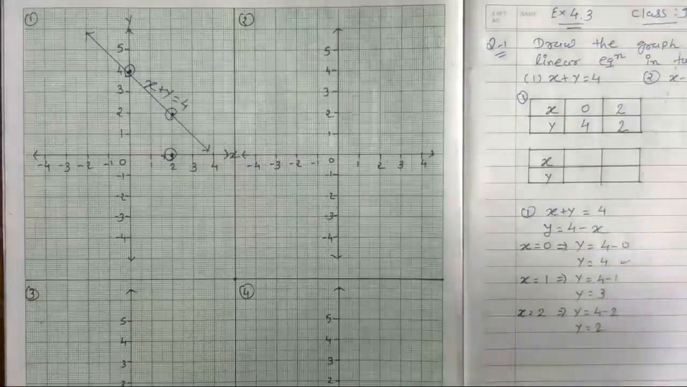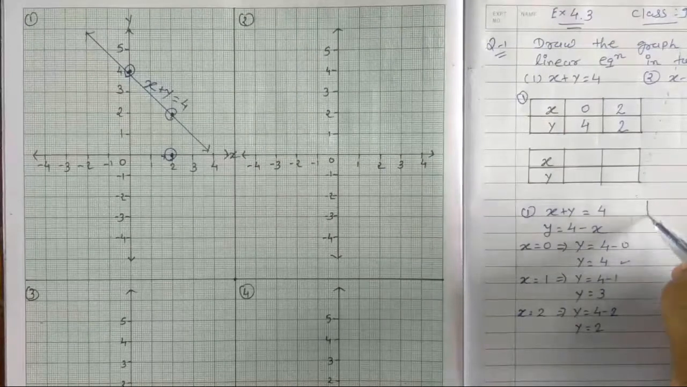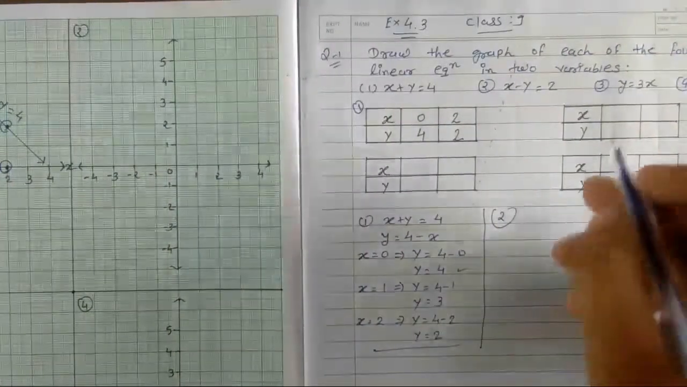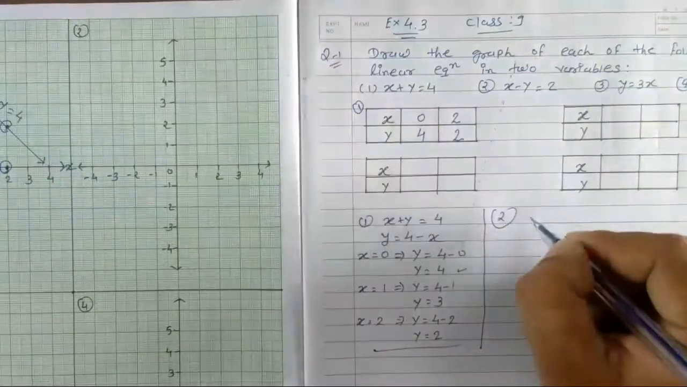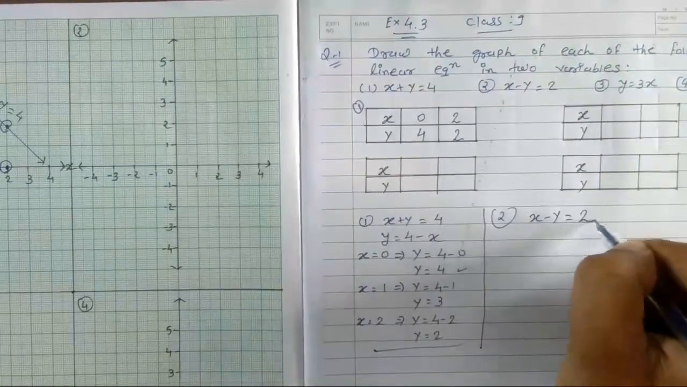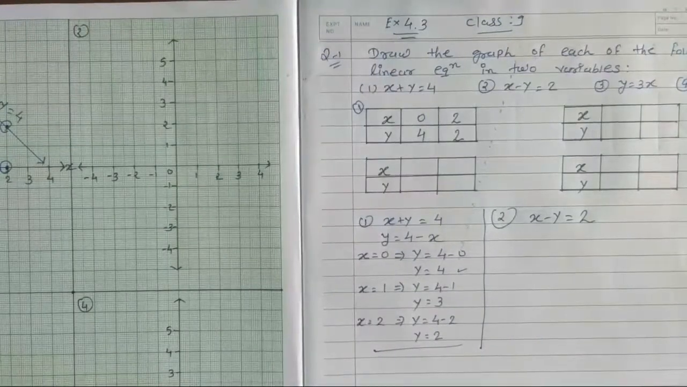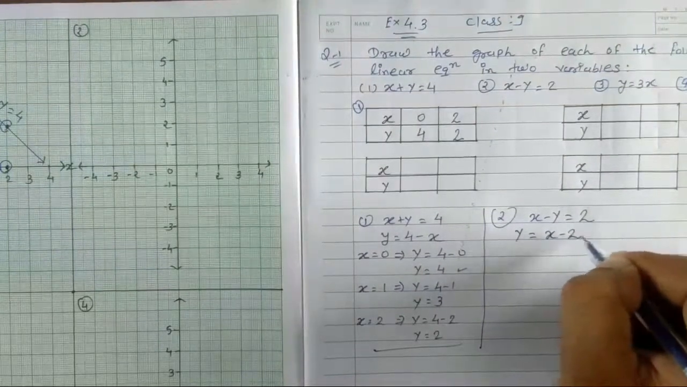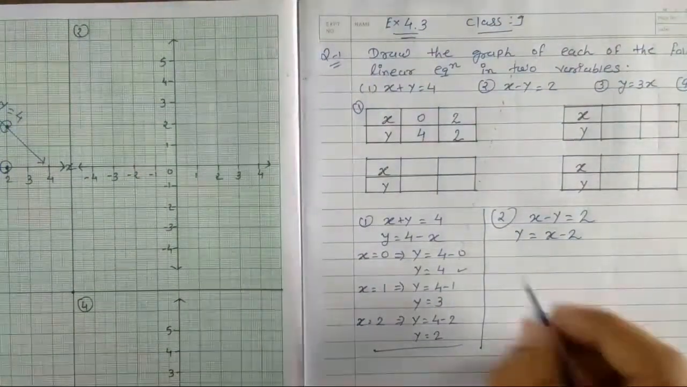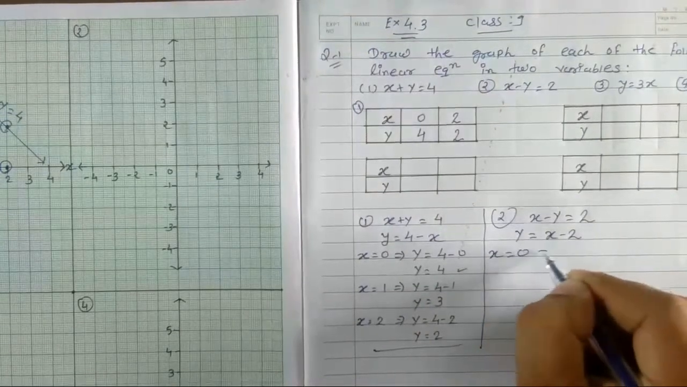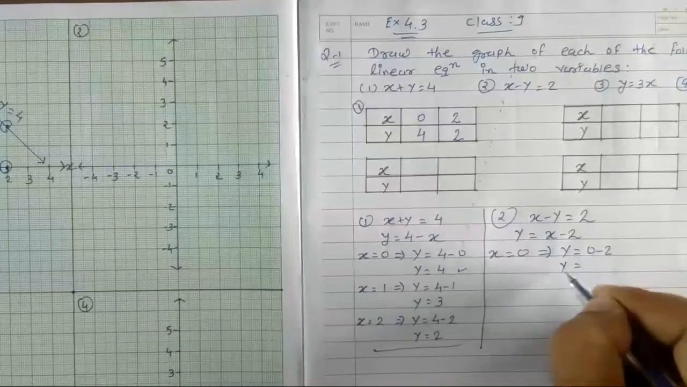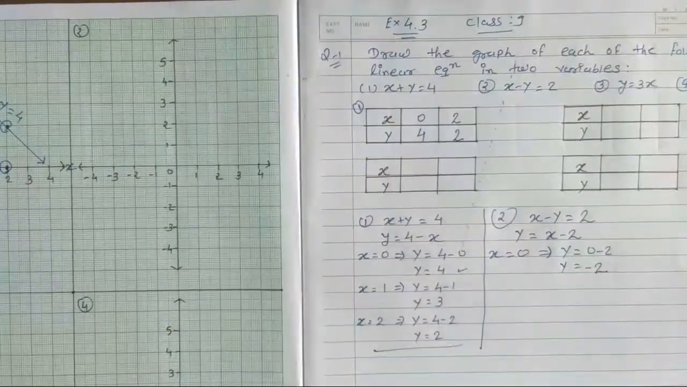Now let us see the second one. This one is the first one. Now the second one is x minus y equal to 2. That's why we can say y equal to x minus 2. So when x is equal to 0, at that time y equal to 0 minus 2. So the value of y equal to minus 2.